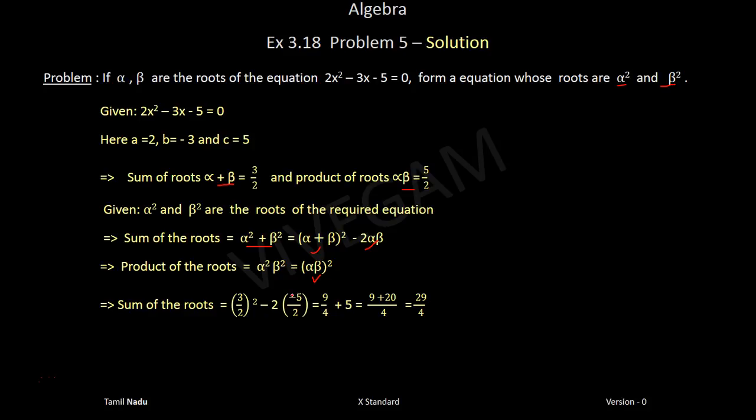Sorry, it's not minus, it's plus. It's a mistake. Okay. So this is 9 by 4. And 2 and 2 will get cancelled.